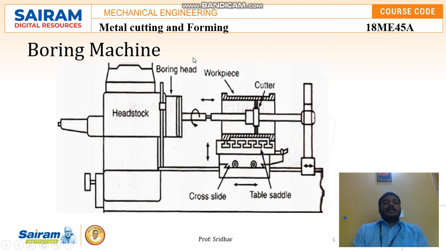Next, we come to the boring machine. Before discussing the boring machine, we should know the difference between a drilling and a boring machine. The boring operation is where we enlarge already drilled holes. When drilling has already been done on some other machine, we can enlarge or extend the diameter of that already drilled hole. That is one of the major functions of a boring machine.